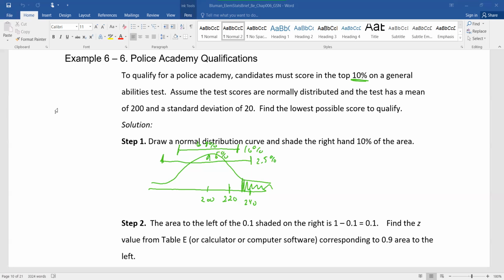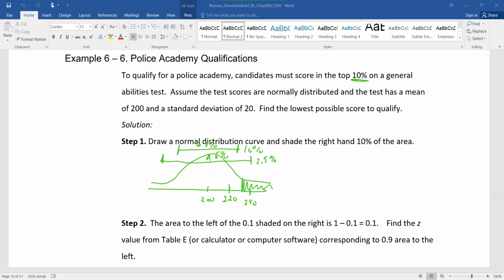And I'm looking for the top 10%. So that means it would be 10% and more. All right, we're all good with this? All right, so now we're going to calculate what that x value is. So the area of the curve is 0.1 shaded on the right side.